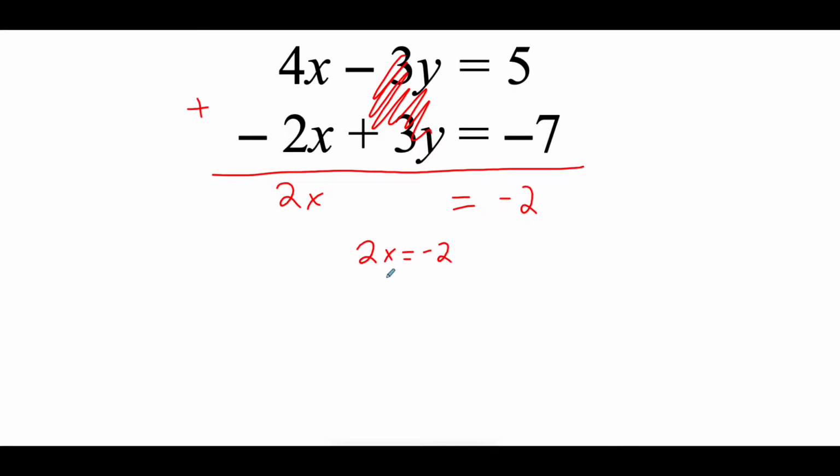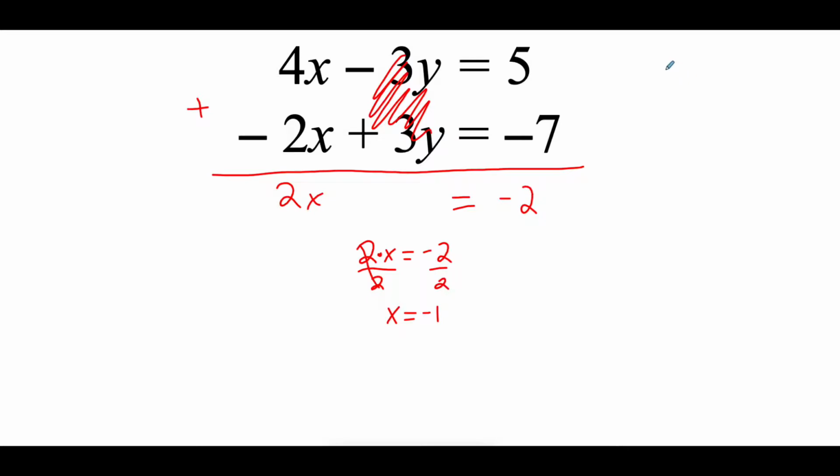Now we want to get x alone. So I see this 2 in front of the x, and that means 2 times x. So in order to get rid of multiplication, we're going to have to divide everything in here by 2. And when we do that, we should get x equals negative 1.